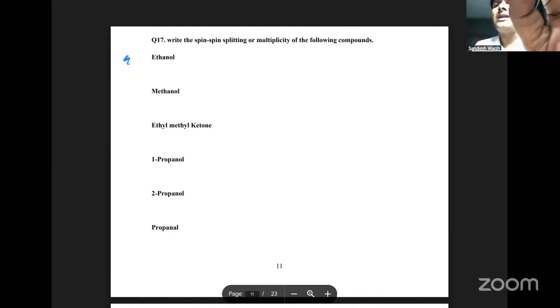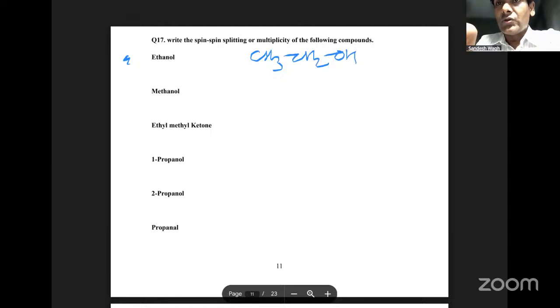to write the spin multiplicity, or they will ask you to write the number of signals and write the spin multiplicity or spin splitting. Like take the example of ethanol. Now, for the ethanol structure, sometimes they may give the structure and sometimes they may not, so you have to draw the structure. Ethanol, this is the structure. How many different types of protons? There are three. 1, 2, 3 types.